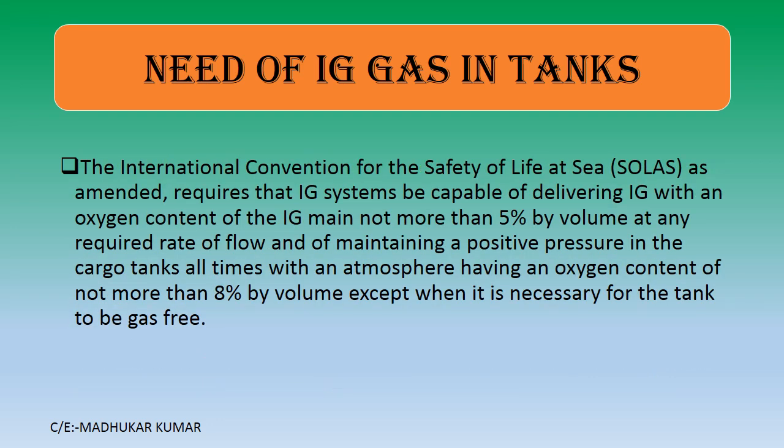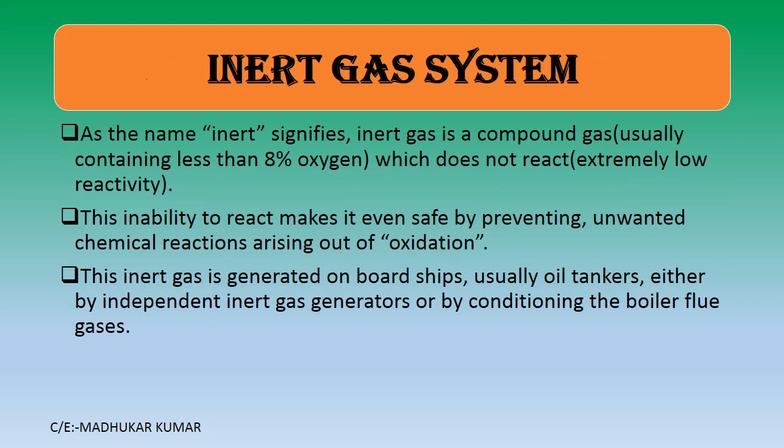The International Convention for the Safety of Life at Sea, that is your SOLAS, the amendments and regulations, require the IG system to be capable of delivering the IG gas at 5% oxygen by volume. That is the required rate of flow. That means at the point of generation, the oxygen content inside the IG should be less than 5%. But the tank atmosphere inside the tanks, the oxygen percentage should be less than 8%. That is the SOLAS guideline. And if we can achieve it, we can prevent the explosive environment.